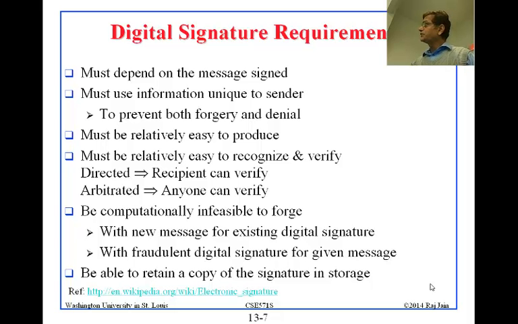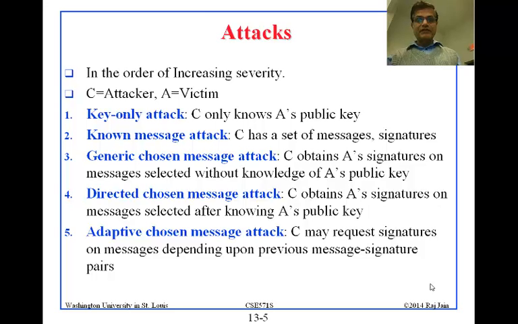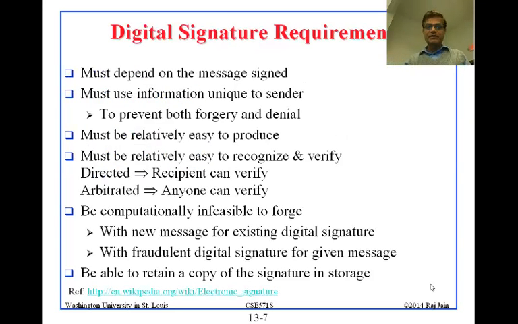It must be relatively easy to produce. The signatures cannot take too much time, so they have to be easy to produce. Like we saw in this algorithm here with the cryptographic hash, we didn't want to use the whole message and run it through the private key. That would be a lot of work. So we just run the hash with the private key. So that is for this purpose. It's easy to produce. It must be easy to recognize and verify. Same thing: when somebody gets it, they can verify it and recognize who signed it.